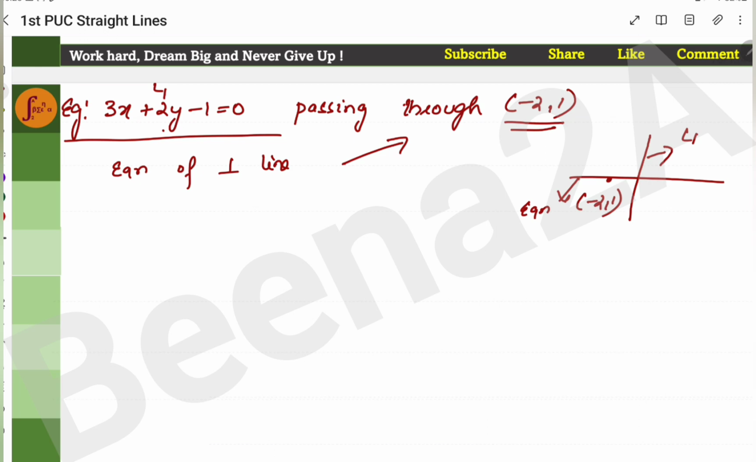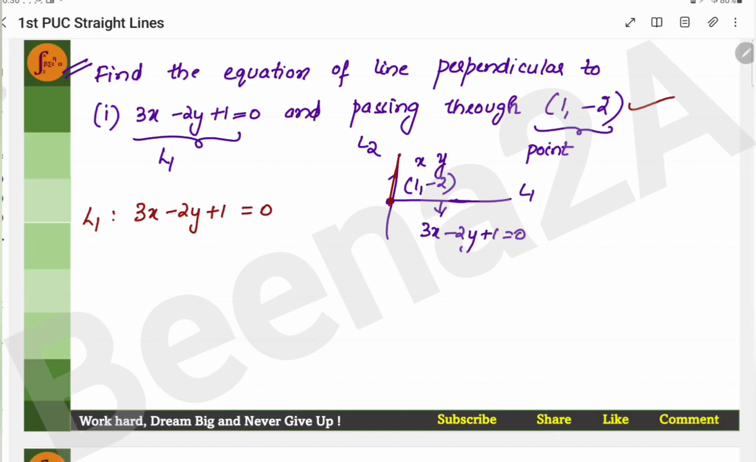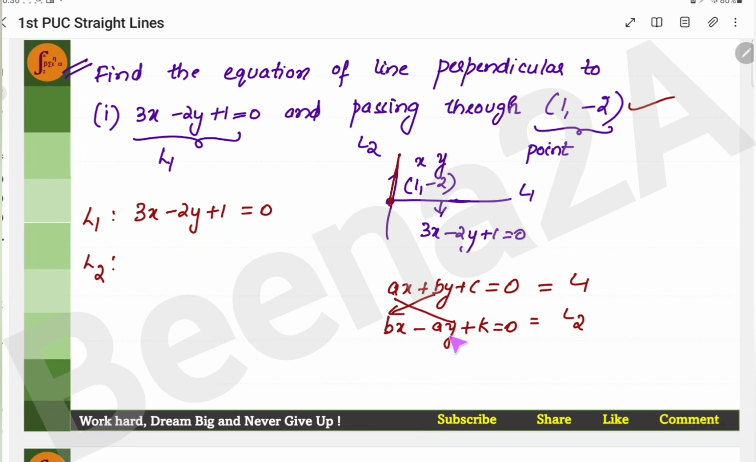Now what do I do? How do I find the perpendicular equation? There is a shortcut to find the equation of L2, right? So what you'll have to do is, if you have the equation like this for L1, then for the perpendicular line L2, it will be bx minus ay plus k is equal to 0. So you bring b and put x and take this a and it will become minus ay, right? Basically you're interchanging a and b. You're interchanging a and b and putting a negative sign for y. Basically you're reversing the sign for y.